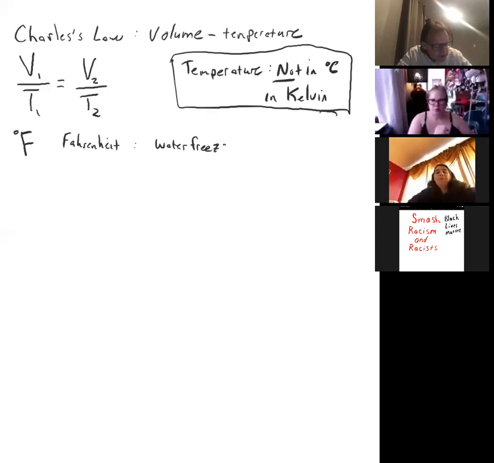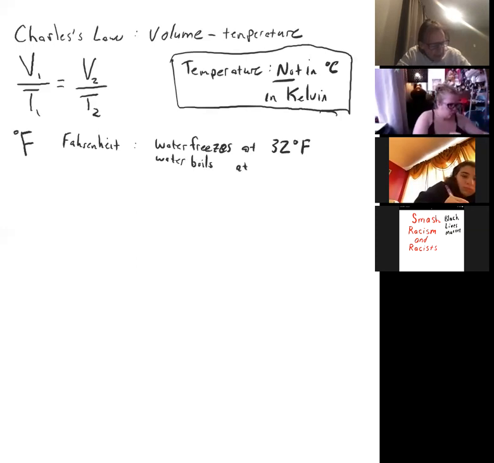freezes at some value, which is 32. And water boils at 212. The Fahrenheit scale is essentially, my understanding is, set up so that the temperature of the human body was near 100. It wasn't exactly 100, it's like 98, 99, but it's pretty close to 100. And the result of that is that water freezes at 32 and it boils at 212.